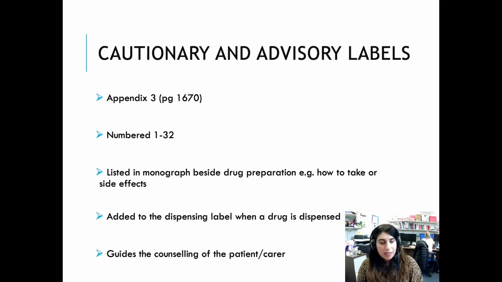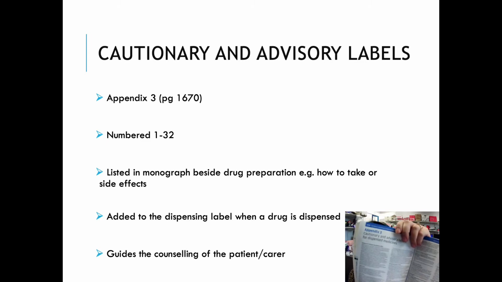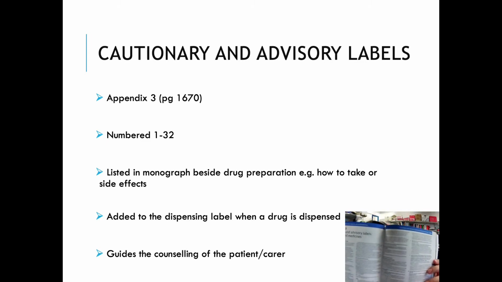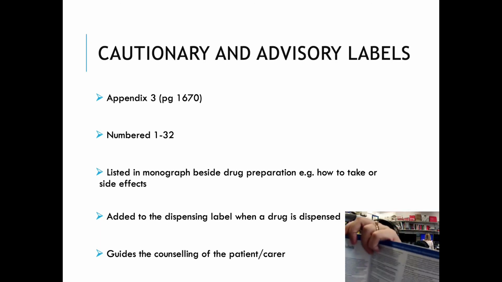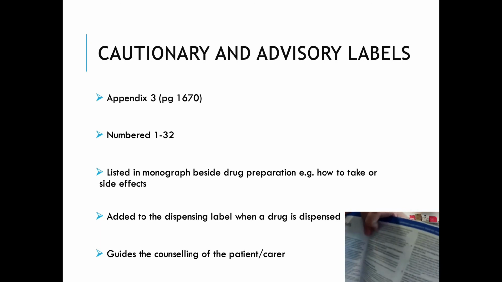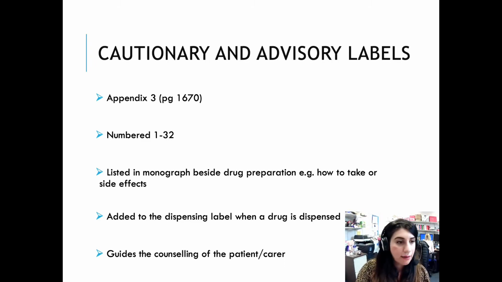Appendix 3 is for cautionary and advisory labels. Okay, so if you type into your online BNF, or if you have a paper BNF, go to Appendix 3, you will see this section, cautionary and advisory labels. And then you'll see at some point on the pages that there is a list of cautions and they all have different numbers. I think that's a really rubbish screen. I don't think you can actually see that, but that's okay.